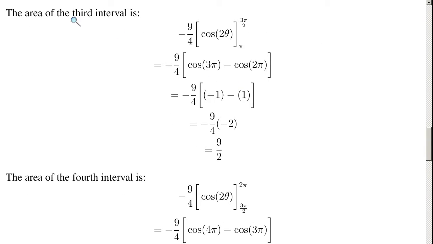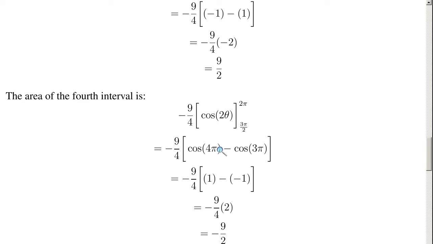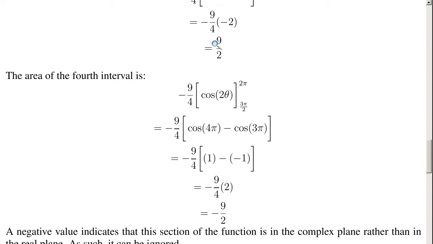Okay, on to the third interval. Once again, -9/4 cos 2 theta from 3 pi over 2 to pi. This gives us cos 3 pi minus cos 2 pi. The cos of 3 pi is just the same as cos pi, which is -1. The cos of 2 pi is the same as cos of 0, which is 1. -1 minus 1 is -2. And then take -2 times -9/4 to give you positive 9/2. Okay, so this is our next value.